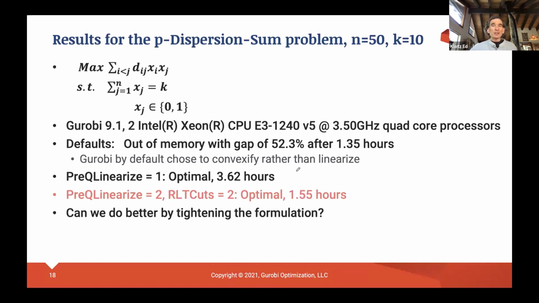Gurobi chose to convexify rather than linearize. Both linearization options were better, and the best I found was to use the compact linearization and also add aggressive RLT cuts, one of the particular cut types that we mentioned as being valuable for these types of problems. But given the small size of this model, this is a pretty unspectacular result that begs the question of whether we can do better by tightening the formulation.